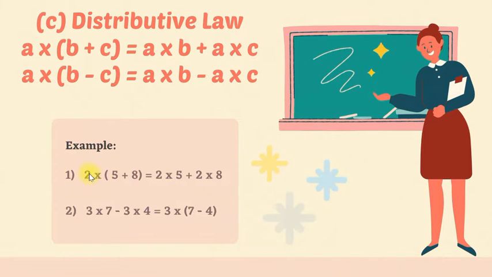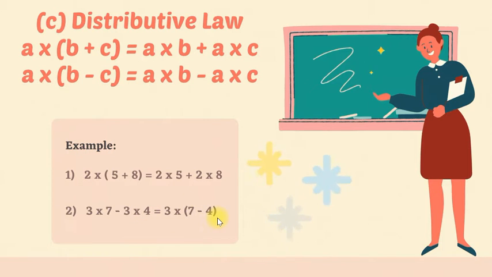Okay, for example, 2 times 5 plus 8. We can write it as 2, you times inside one first, 2 times 5 plus 2 times 8. And then the same goes for this one: 3 times 7 minus 3 times 4. So we have 3 times, a repeated number, so we put 3 outside. Then 7 minus 4 we put inside the bracket.